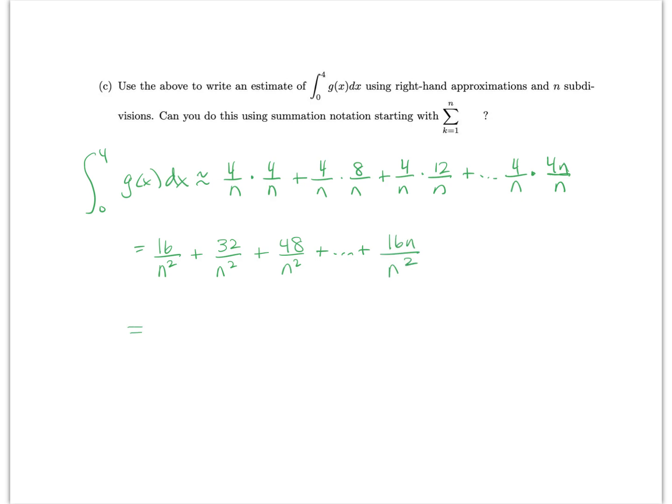And if I want to write this in summation notation, I have to think about what these terms all have in common. They all have an n squared. So I'm going to write a big summation formula. And then I have to think about how each term looks the same. They all have an n squared on the bottom. And then my numerators are multiples of 16. This is 16 times 1, 16 times 2, 16 times 3, up until 16 times n. So they're all 16 times something. And that something starts at 1 and goes until n.